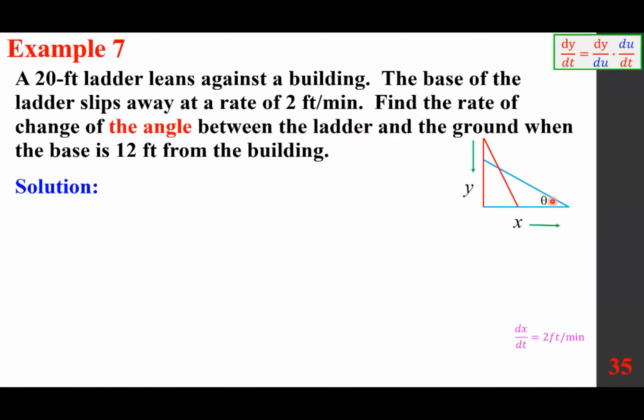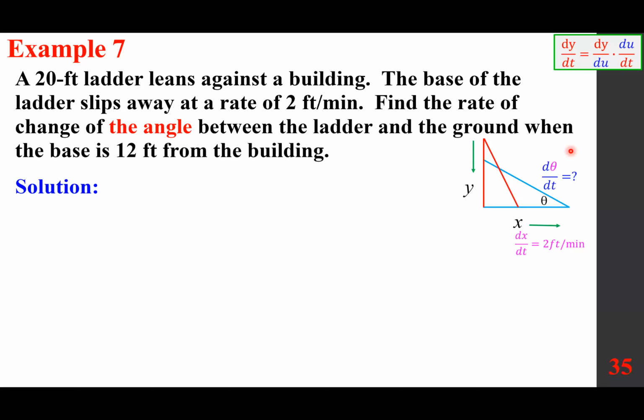It's this one. So we know dx/dt is 2 feet per minute. We are interested in d theta/dt. That is extremely important to pay attention to. What is it that they are asking you? Which angle? And again, the same situation: dx/dt is 2 feet per minute, x squared plus y squared is equal to 20 squared. We need that to find the missing values. And d theta/dt is missing when x is 12 feet.